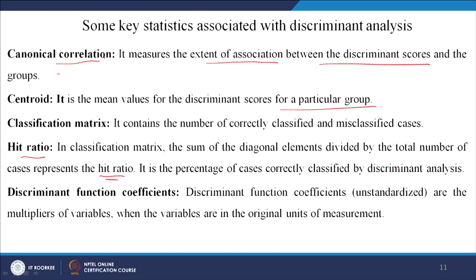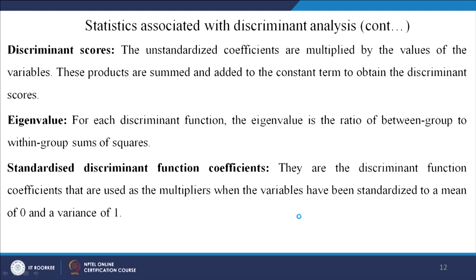I will show you when I show you the table, but understand these terms are very important. The discriminant function coefficients are the unstandardized coefficients, the multipliers of variables when the variables are in the original units of measurement, right. So, these are some of the terms that are associated. For the discriminant score, unstandardized coefficients are multiplied by the values of the variables, meaning your x1, x2, whatever. These products are summed and added to the constant term, which is the B0 or the intercept, right, to obtain the discriminant score. So, it is exactly like you calculate the regression equation and the score, right.